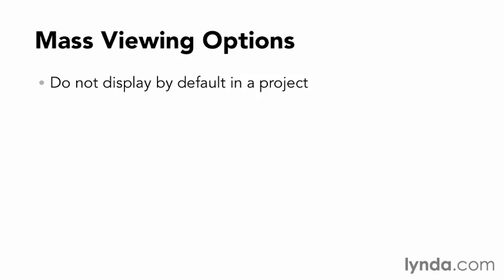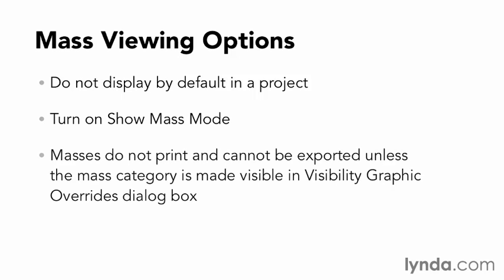Some things to consider when using mass elements in Revit. You have viewing options that sometimes can be issues. Just remember that mass elements don't display by default. In other words, they're not going to show up with walls unless you turn them on somehow. And what you need to work with is use Show Mass Mode, which is on that menu, in order for them to show. Masses also don't print and cannot be exported easily. And there is a way to make masses show up, which is through visibility graphic overrides.